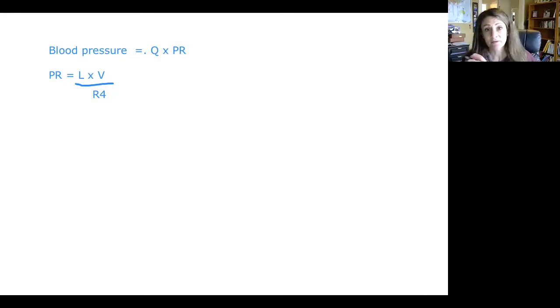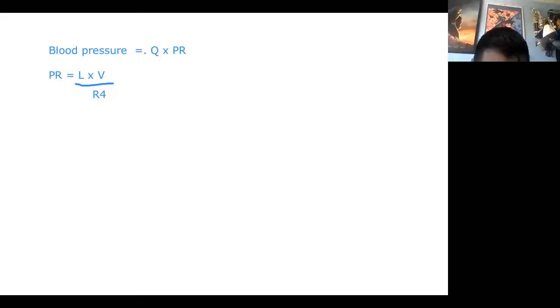Okay, so length of the vessel, we talked about drinking through a 6-inch straw versus drinking through a 6-foot straw. The longer the vessel, the higher the resistance. It's harder to get the blood to flow through if the vessel is longer, right? Viscosity is how thick the blood is. So an increase in the length of the vessel would cause an increase in peripheral resistance. An increase in the viscosity or thickness of the blood would also cause an increase in resistance.